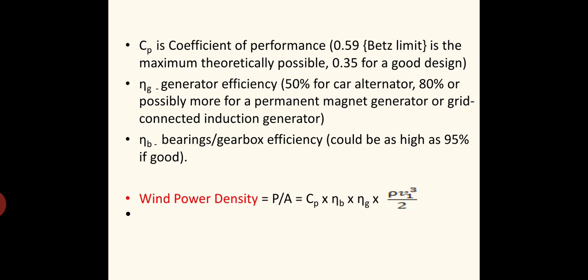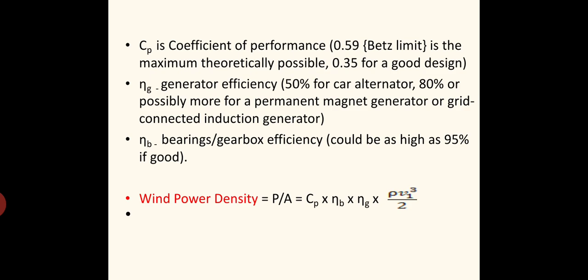Now coming to the wind power density, I have already told you wind power density is nothing but power generated by the wind turbine per unit area. Area means the area exposed by the rotor to the wind. So P by A, that ratio, is known as the wind power density.